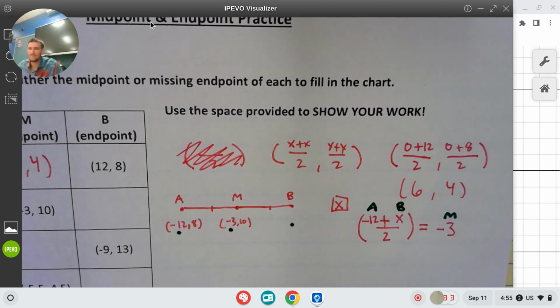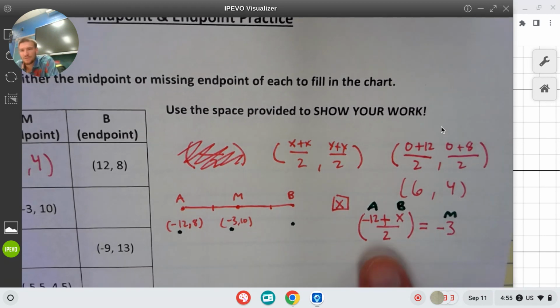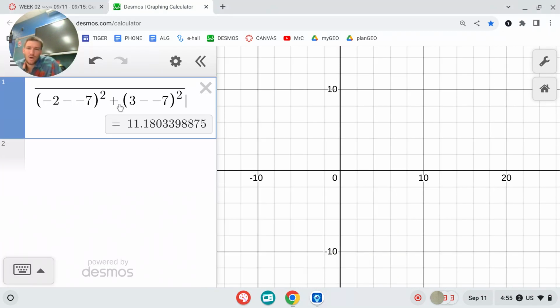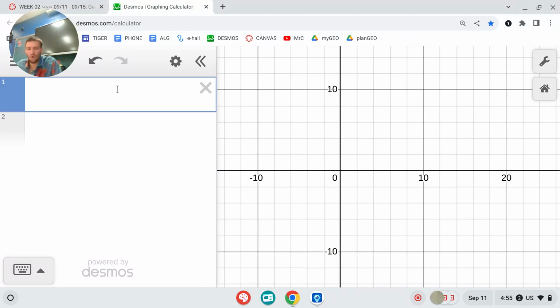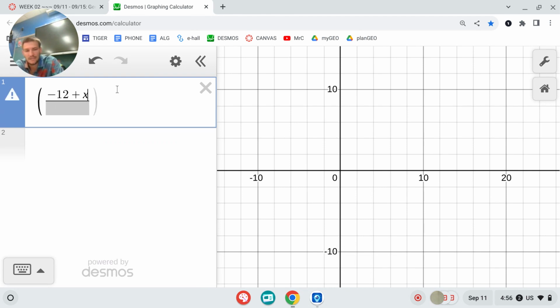Not necessarily rocket science to try to set this up, but it is a little tricky, okay? My best advice: if you're just copying what I'm writing down without actually thinking, you might be in trouble, okay? On Desmos, I'm just going to type in this whole thing, parentheses, fraction, negative 12 plus x on top of 2, and that's going to be equal to negative 3.